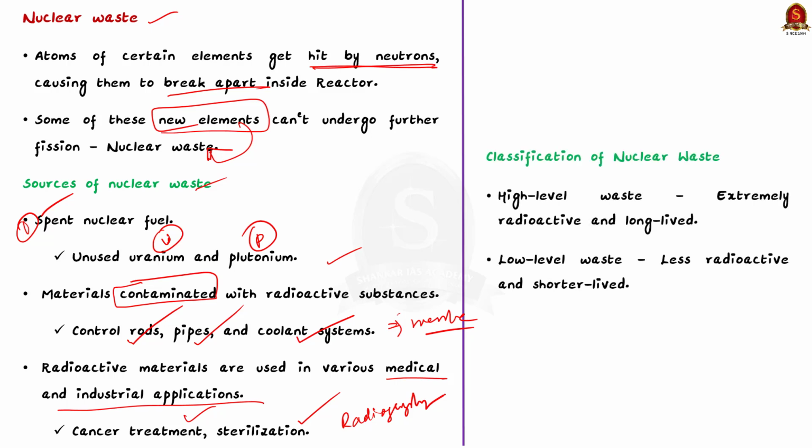Now, the classification of nuclear waste. Nuclear waste is categorized based on its radioactivity level and lifespan. First one is high level waste, that is extremely radioactive and long lived. Second one is low level waste, that is less radioactive and shorter lived. Now we shall see the challenges of nuclear waste management.